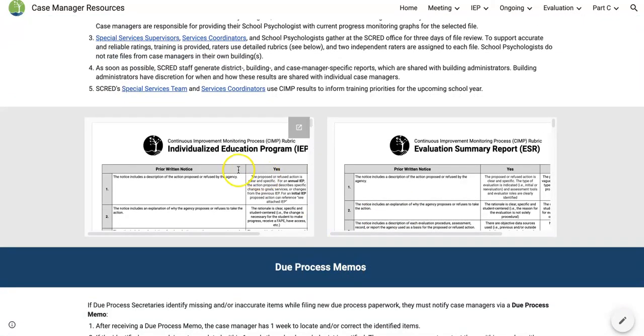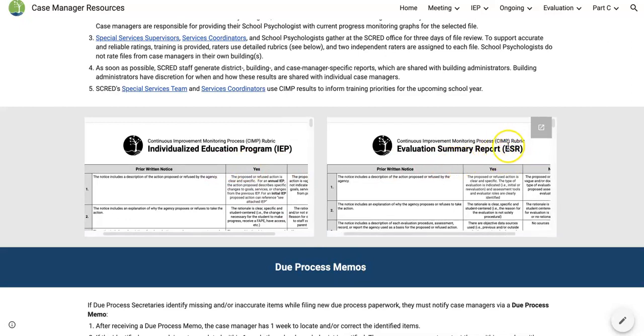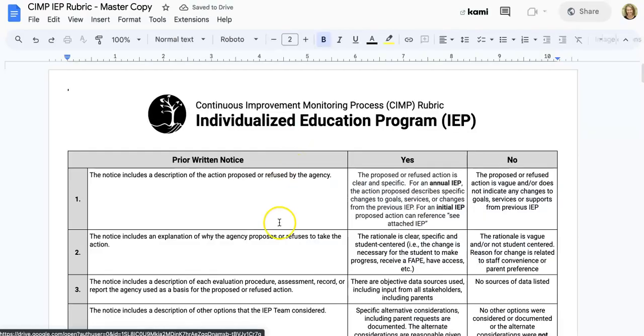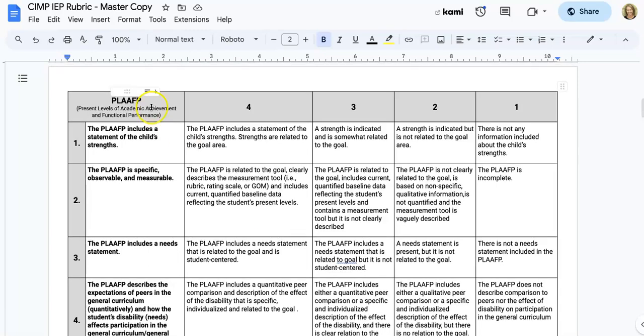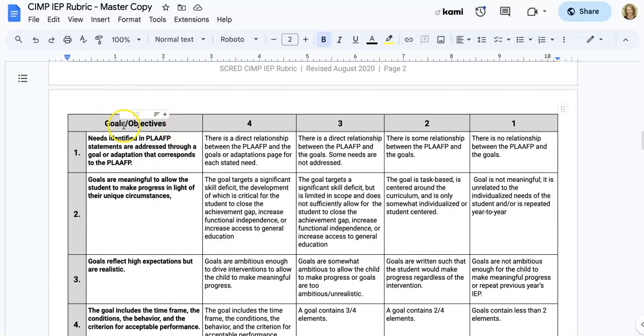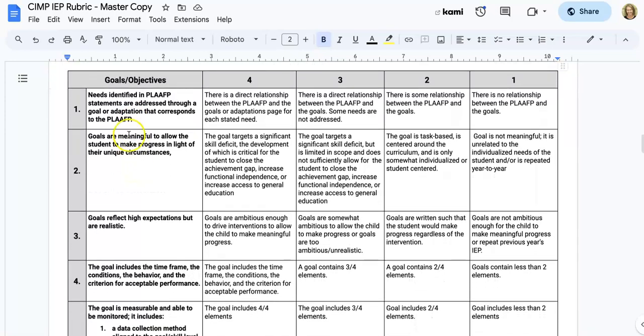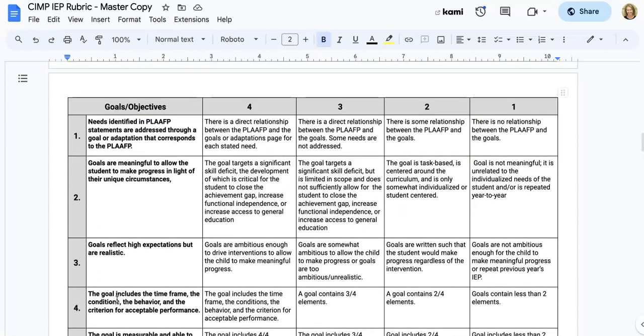And so what you'll see is that we have one for the IEP, and we also have one for the evaluation summary report. Since we're talking about goals and objectives, I'm going to choose the rubric for the IEP, and then I'm going to scroll down. So we have a PLAF section, and then I'm going to scroll down to this section here on goals and objectives. And you can see these are the criteria that we want to accomplish, and then the rating that you get depending on what your goal and what your objective look like.